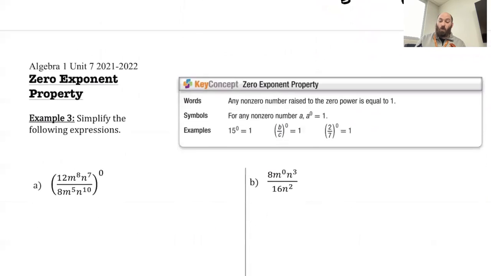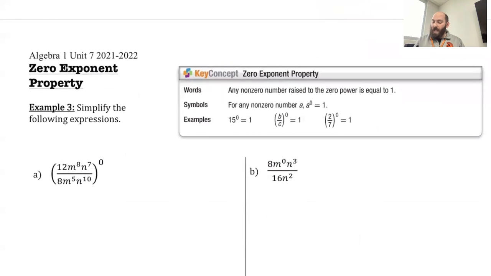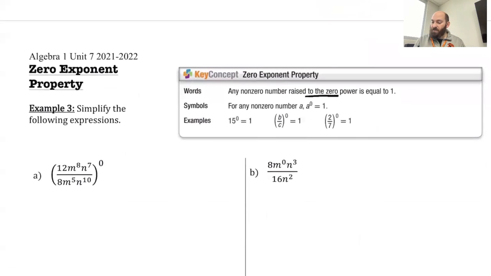Last one for today is the zero exponent property. Any non-zero number raised to the 0 power is equal to 1. Okay. So if I have anything, a to the 0, that just equals 1. So 15 to the 0 power is 1. If I put a fraction like this inside parentheses, raise that to the 0 power, still 1. Real fraction instead of variables, 2 over 7 to the 0 power is 1.